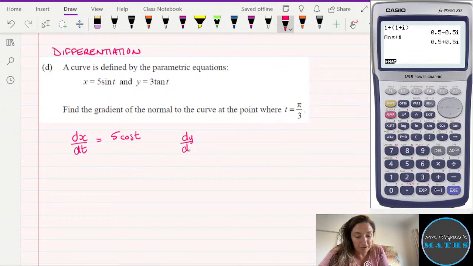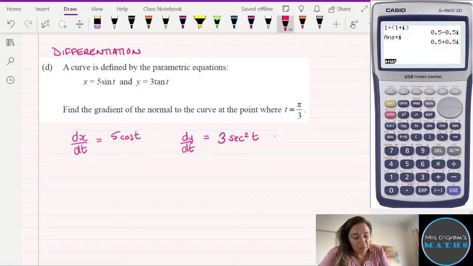Then dy by dt is the derivative of tan. Now tan differentiates to sec squared. This is all on your formula sheet. Even I don't memorize all of these ones. I just can't hold them in my brain, so I always look them up on a formula sheet. So tan goes to sec squared, so this will be 3 sec squared of t.